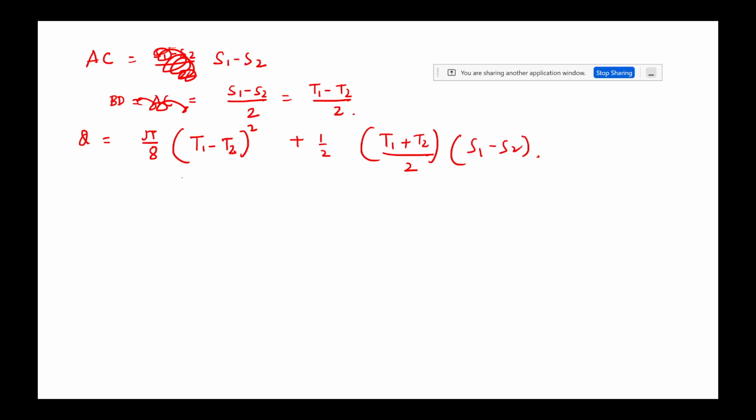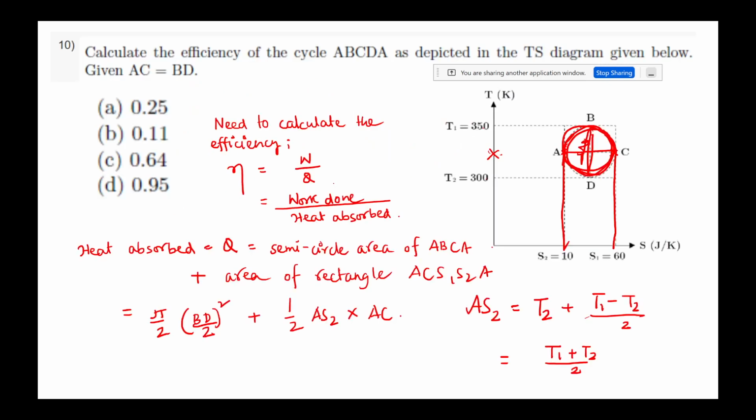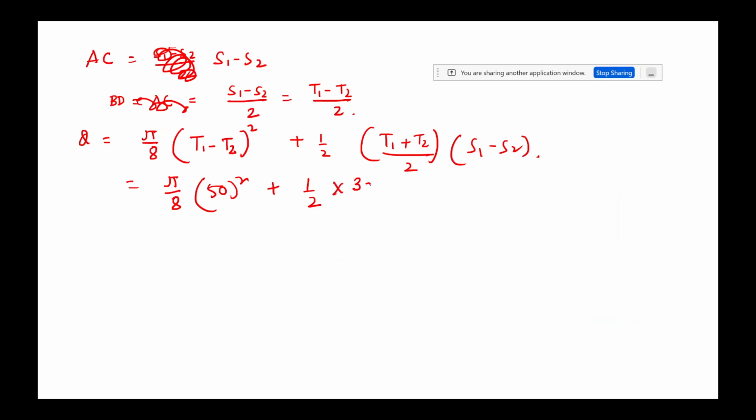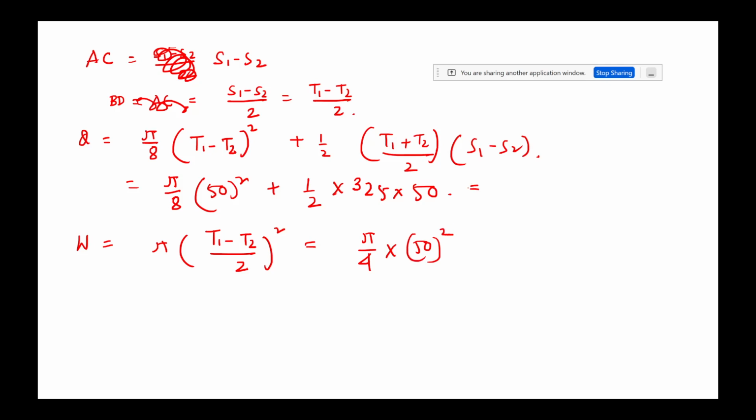Okay. And if you write it here, then pi by 8 times 50 whole square plus half. T1 is 350, T2 is 300, so 650. So this will be 325 times 325 times 50. And W will be the circular region. So this will be pi times T1 minus T2 by 2 whole square, so pi by 4 times 50 whole square. So for my calculation, for this process Q is coming out to be 17,231.74, and for this process W is coming out to be 1963.49.